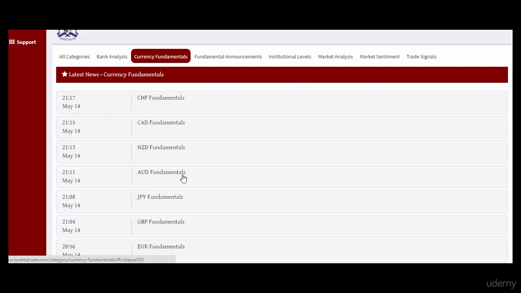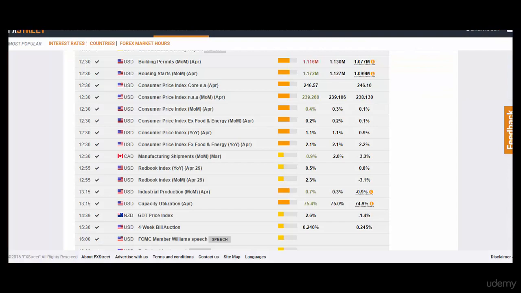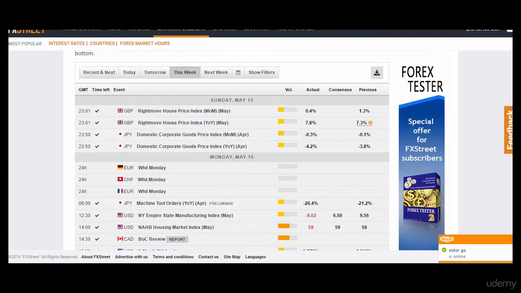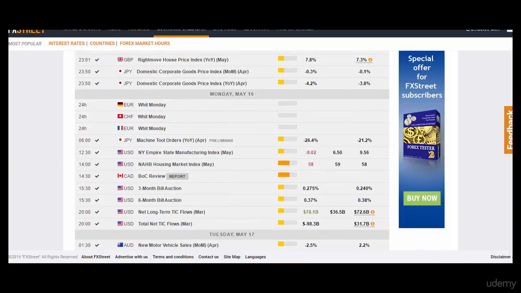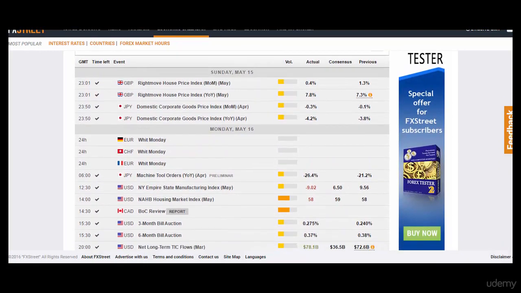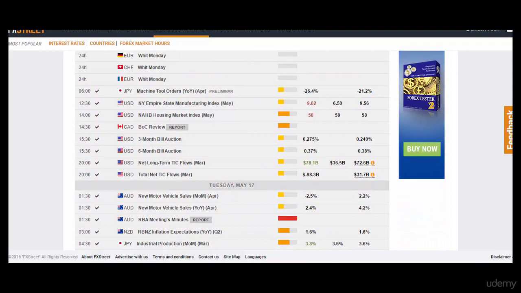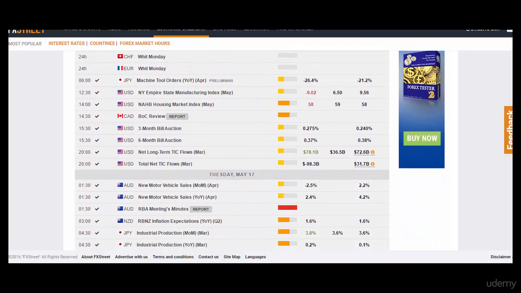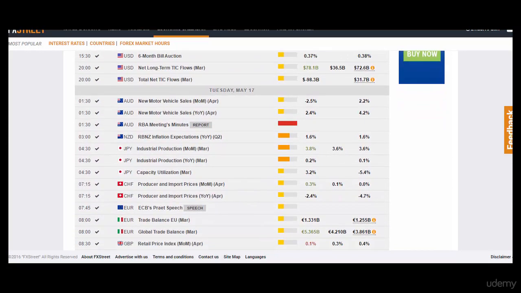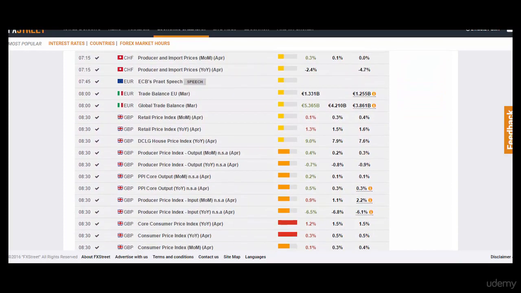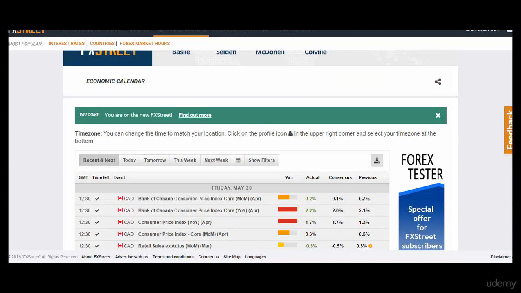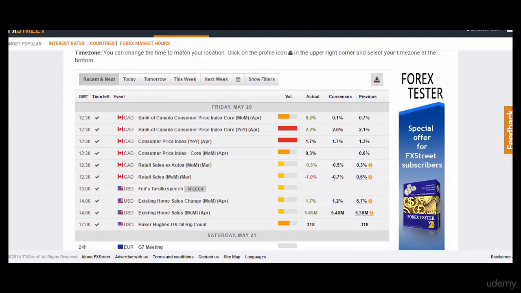Now the next step is to go to the economic calendar. So you go to the economic calendar and look at the upcoming fundamental announcements. You look through the economic calendar and get an idea of the fundamental announcements that were released yesterday, the fundamental announcements that will be released today, and the fundamental announcements that are going to be released next week.